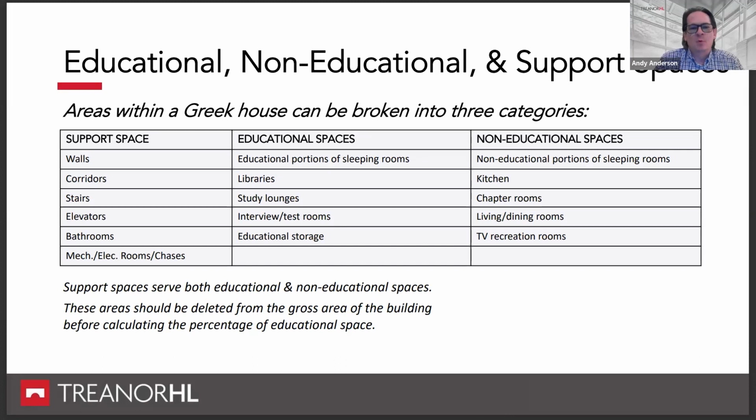One of the things that's important to understand is that support spaces, which are the walls, corridors, stairs, elevators, bathrooms, and electrical rooms, support both educational and non-educational spaces. What that means is that if you have a house that's 40% educational, 40% non-educational, and 20% support space, if you take out the support space, you're left with 50-50 educational and non-educational. That's really the percentage of the house that can be educational space, 50%. So that's important to understand. Can you go to the next slide?